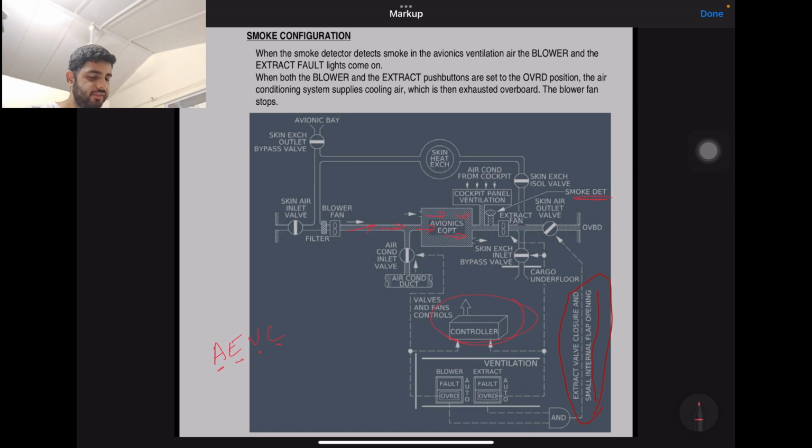In abnormal operations, you have to remember, your air conditioning inlet valve will always be open. In all abnormal operations, you will notice also that your extract fan will always run.